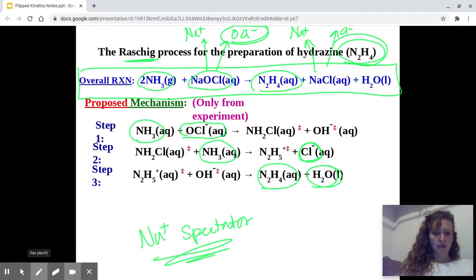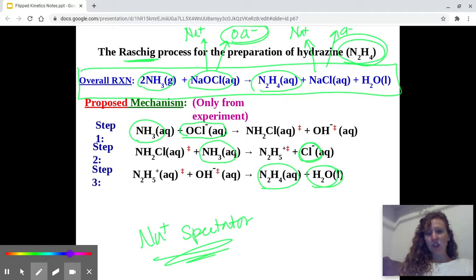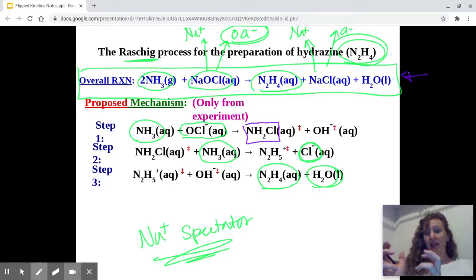Now notice everything else. Everything else is an intermediate. NH2Cl doesn't actually show up anywhere in our overall reaction. It's created in step 1 and used in step 2. Same thing with OH minus. OH minus doesn't actually show up in our overall reaction. It's created in step 1. It's used in step 3. So this one gets used up. This one gets used up.